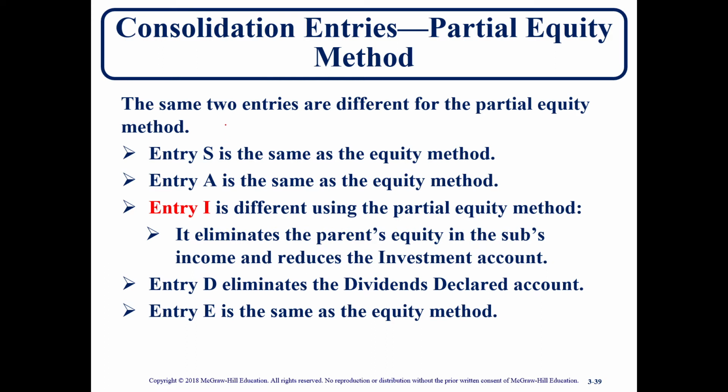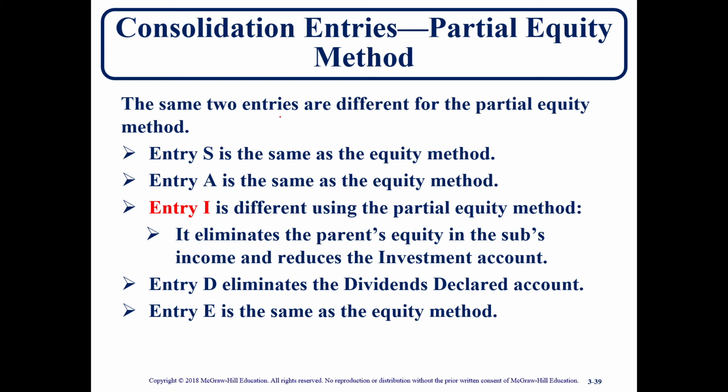So we have our consolidation entries, just a review of what's different between a partial equity method and the equity method. We mentioned in previous presentations that the main difference will be the amortization. So we have amortization that the parent company will report in their investment in sub account, or the equity income in subsidiary account on the income statement, but it will not include amortization.